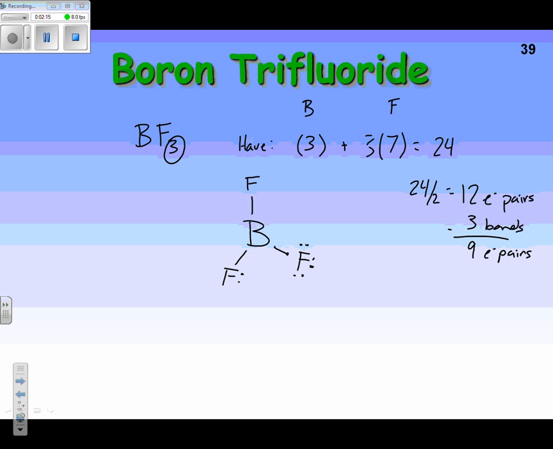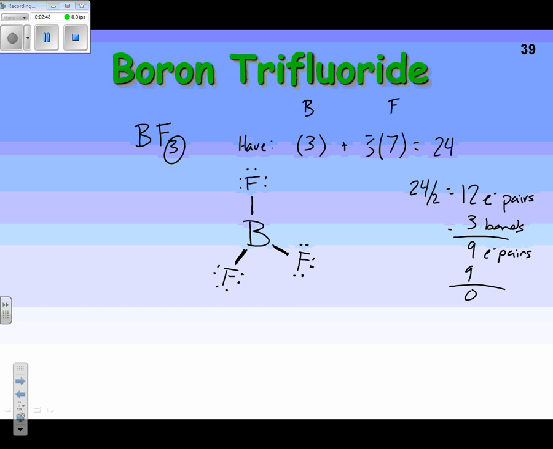This fluorine would also need a full octet, and this fluorine needs an octet. So now I've used up 9 electron pairs, so that takes care of all of that. No electrons on that center atom. But if we look at that center atom, boron has access to only 2, 4, 6 electrons. That is okay. I say boron is a little guy, and he's one of the exceptions.